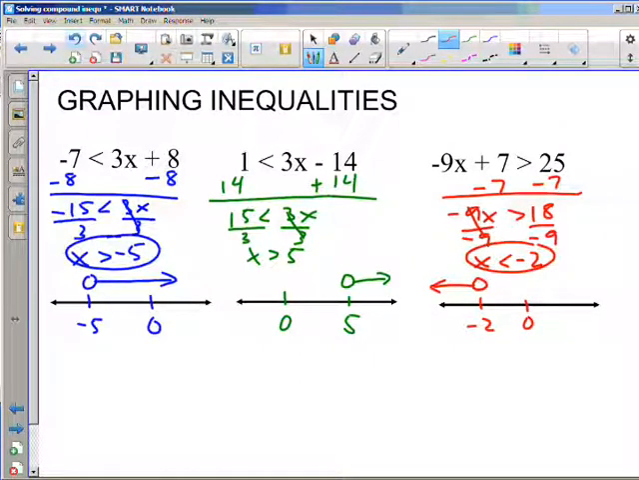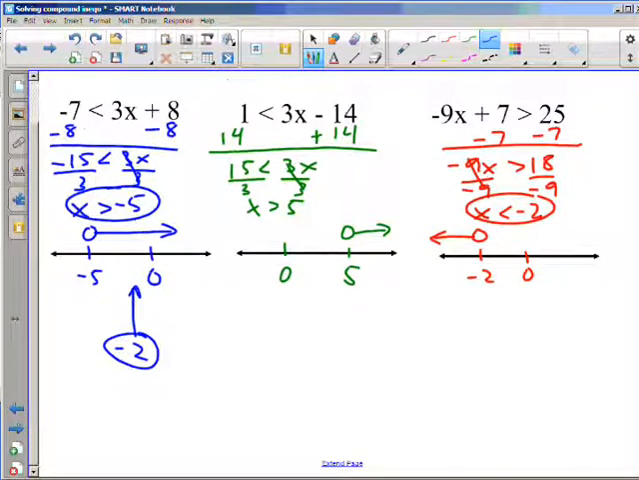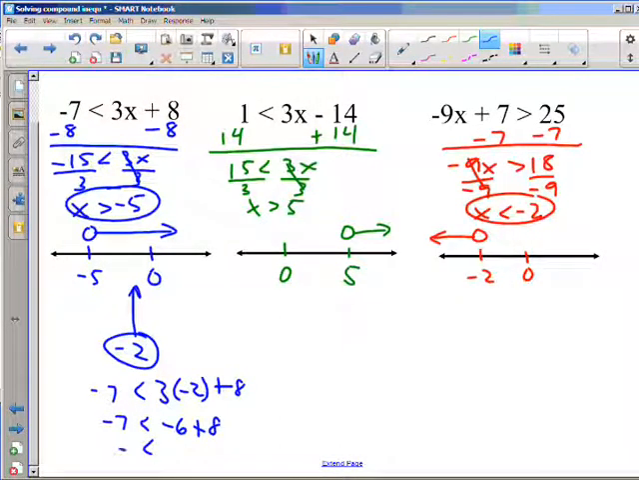And it might be worth just quickly going through and verifying these all work. If I picked a value somewhere in here, I could pick a number like -2. If I plug that in, I would see that -7 is less than 3 times -2 plus 8. -7 is less than -6 plus 8, which is less than 2. And sure enough, negative 7 is less than 2.